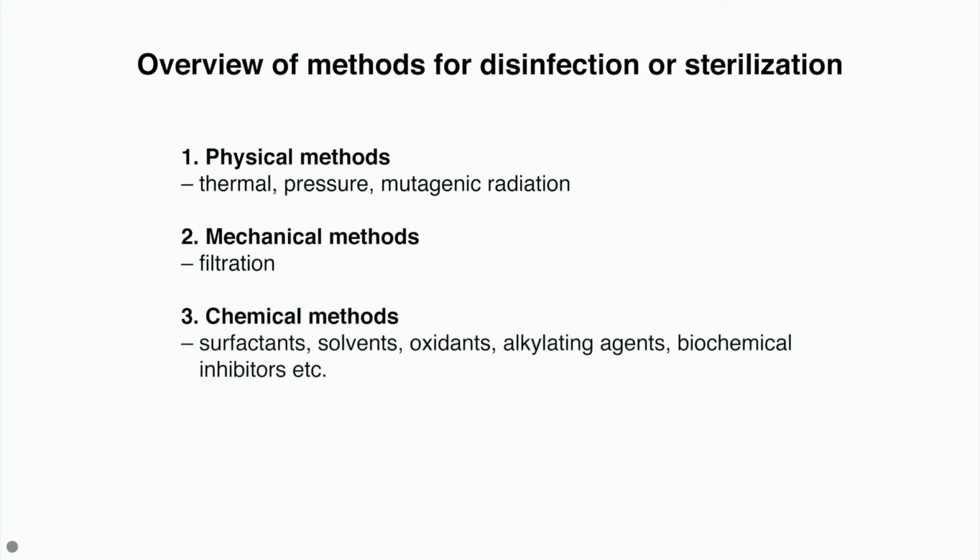There is a wide spectrum of methods currently available for controlling microorganisms. These methods are commonly divided into larger categories. Physical control methods include the use of heat, pressure, and mutagenic radiation. Mechanical control methods consist of using physical filters to exclude or remove microorganisms. Chemical control methods include the use of chemical agents with antimicrobial properties such as surfactants, solvents, strong oxidants, alkylating agents, and biochemical inhibitors.